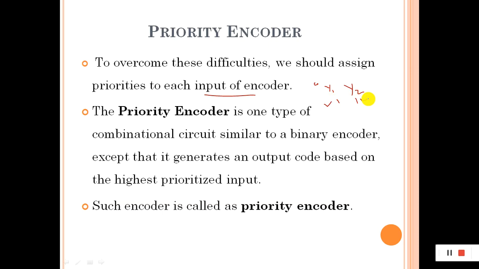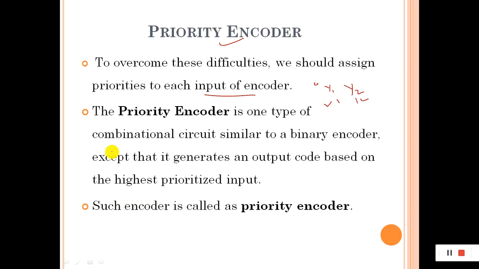Okay, we should give the priorities. The priority encoder is one type of combinational circuit similar to a binary encoder. It is just similar to the simple binary encoder which we have gone through, except that it generates an output code based on the highest priorities. The only difference between the simple binary encoder and the priority encoder is that it follows a certain priority. Such an encoder is called a priority encoder. So all the definition related to the priority encoder is clear, and it must be clear to you also.